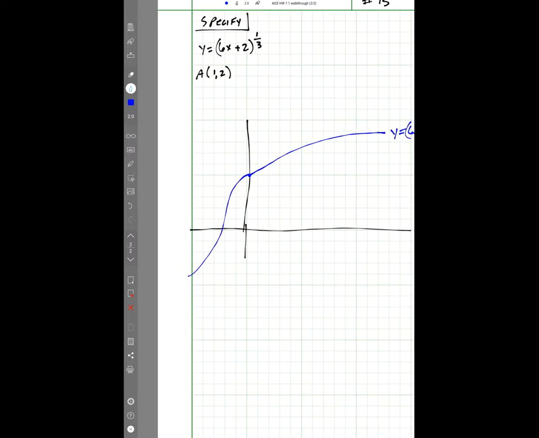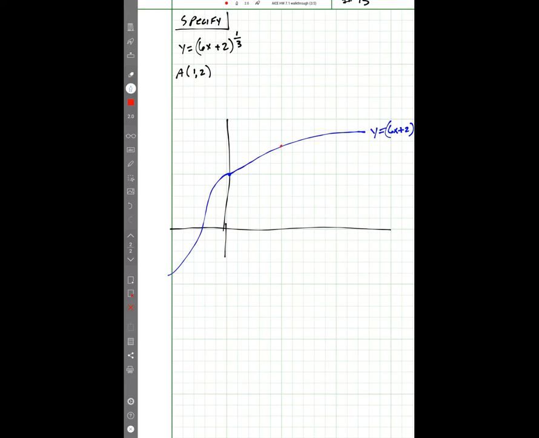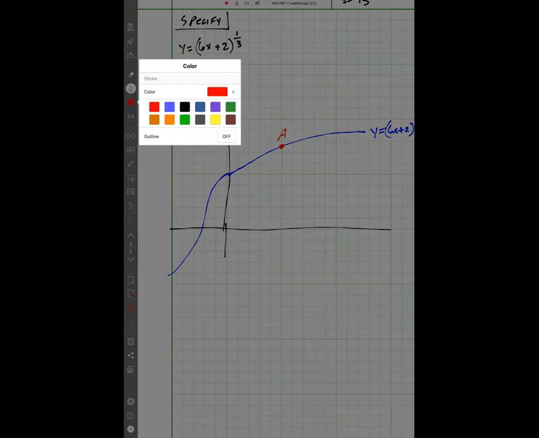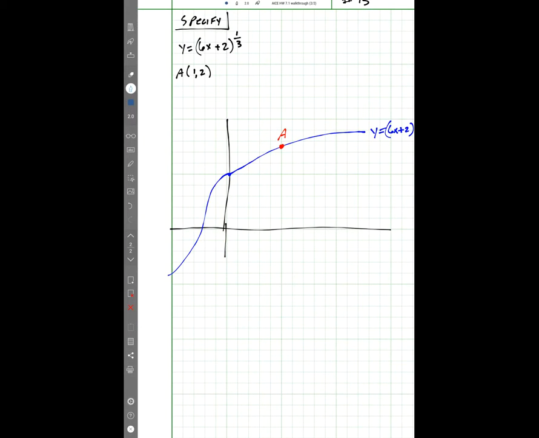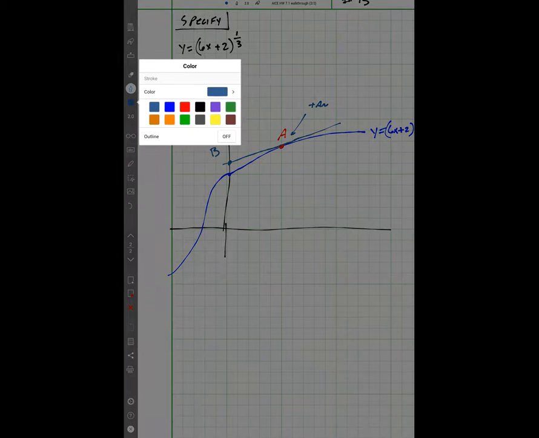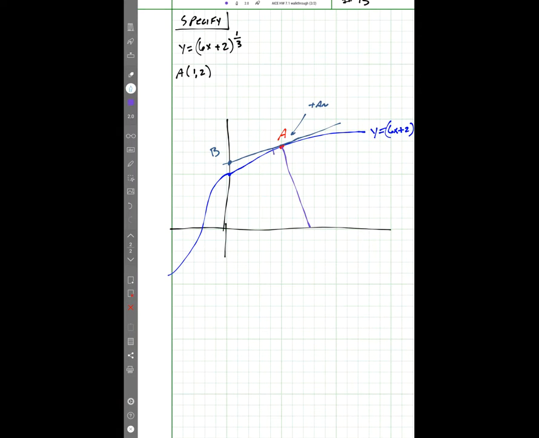So we've got our cubic function. So we have point A. So the tangent to the curve at A cuts the y-axis at B. So the normal to the curve at A, so it makes that perpendicular because a normal and a tangent are perpendicular to each other, cuts the x-axis at C. Find an equation of the tangent AB and the normal AC.